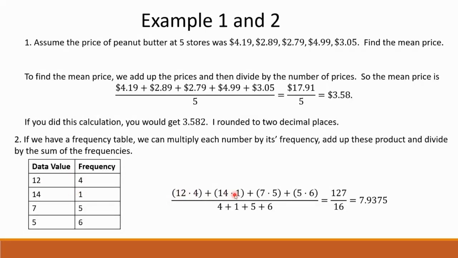14 is listed 1, so we would just do 14 alone, which is 14 times 1. 7, there's 5 of them. So if we were to add those 7s up together, that's the same thing as 7 times 5, which is 35. That's just multiplication. Five added to itself 6 times is 5 times 6. Remember, you can add in any order you want. That's one of the nice properties about addition.